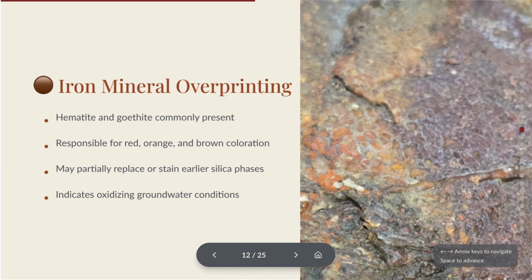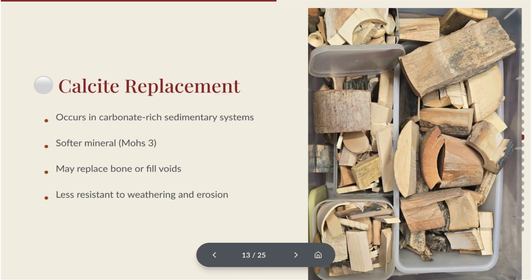Iron mineral overprinting. Hematite and goethite commonly present. Responsible for red, orange, and brown coloration. May partially replace and stain earlier silica phases. Indicates oxidation of the groundwater conditions.